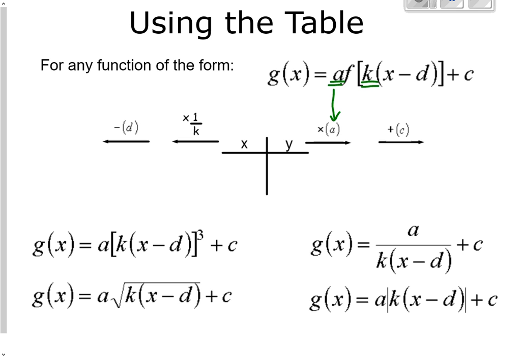So when we have a number there, it's always multiplied by 1 over k. And then we have this negative d, and the negative d comes over here. Now it says minus d, but all that means is make sure that you change the sign.